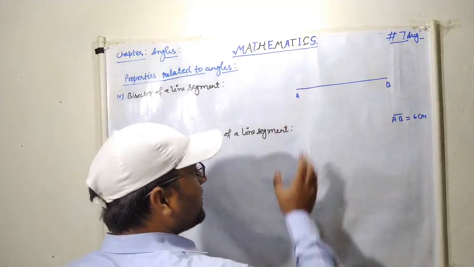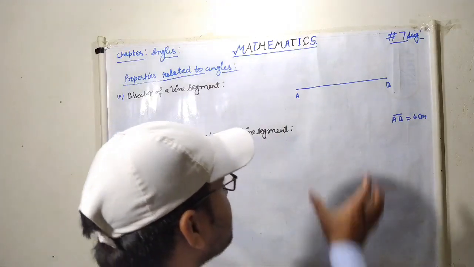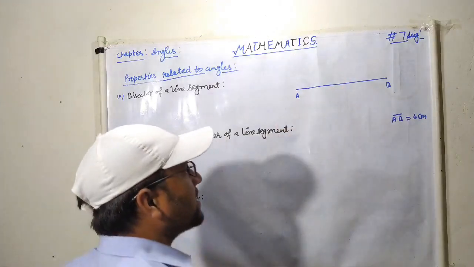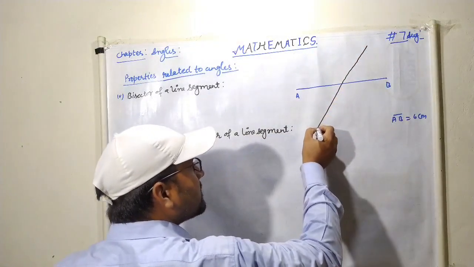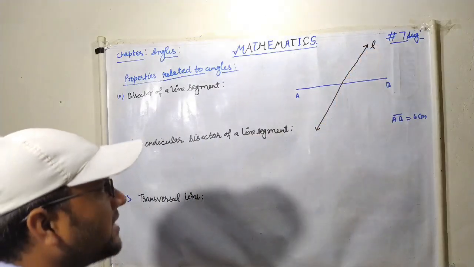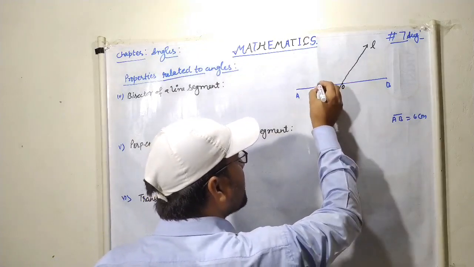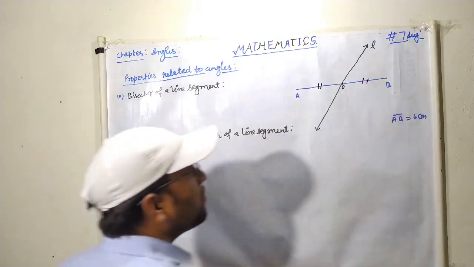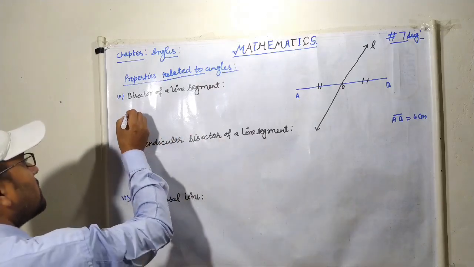So I have taken a line segment AB. Bisector of a line segment: a line divides a line segment into two equal parts. Maybe this way. A line L divides a line segment into two equal parts. This point, say it is O, means AO is equal to OB. So the bisector of a line segment is a line that divides a line segment into two equal parts.